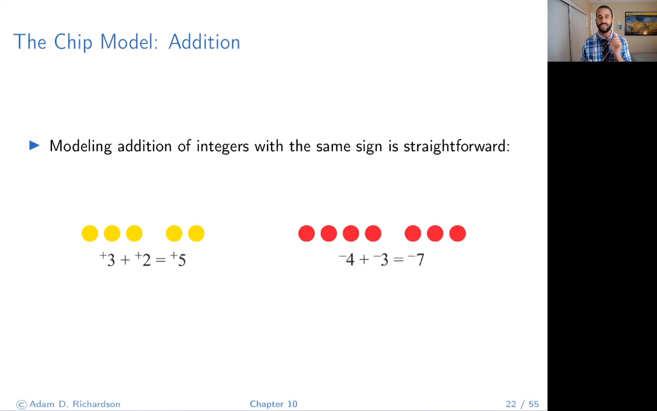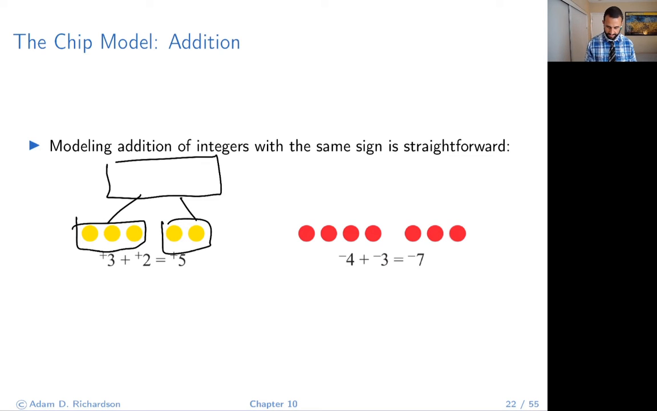So now that we know what the model is, let's talk about how you would model addition. We already know how to model addition, and the model is identical. You have a collection of objects, there's three of them. And then here's a collection of objects, there's two of them. Then you bring them together, and that will give you your addition. Here we go: 1, 2, 3, 4, 5. So that's how you model addition.